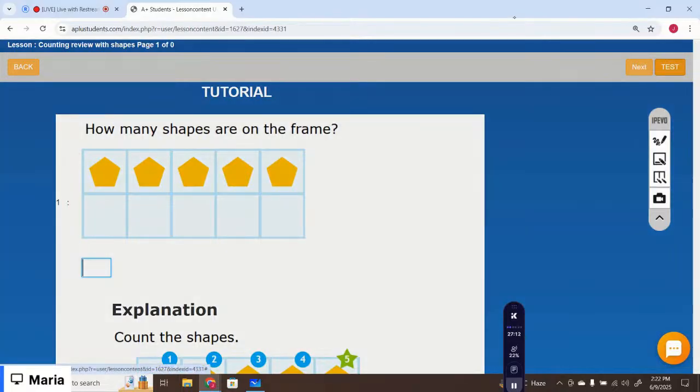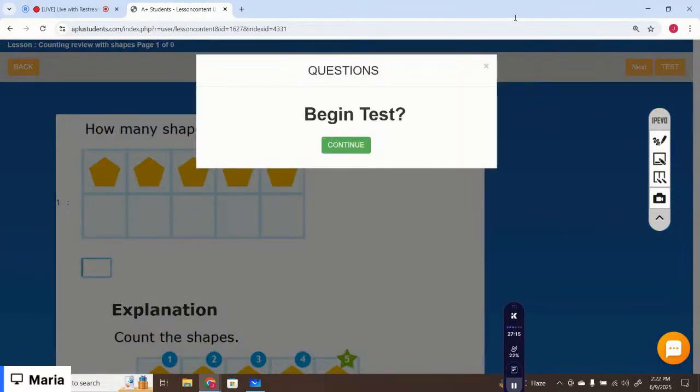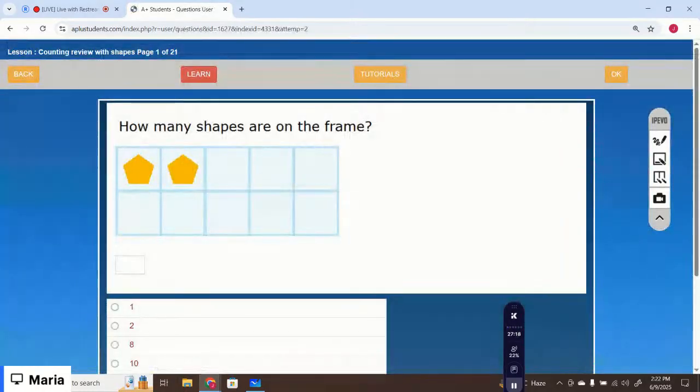Let's just start with the next question. How many shapes are on the train? There are two shapes. Option number two is the correct option.